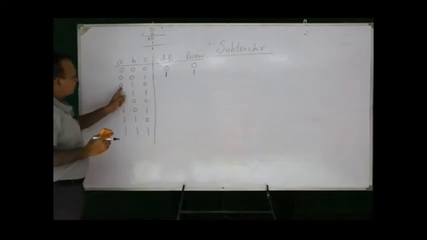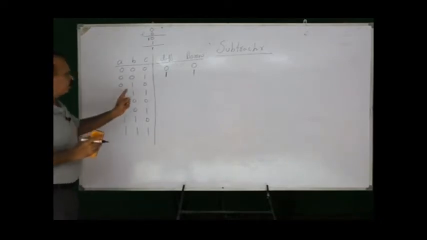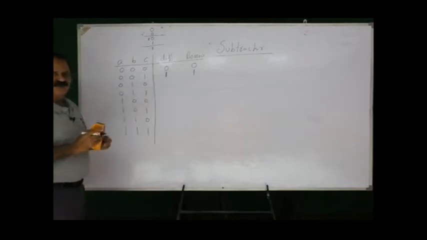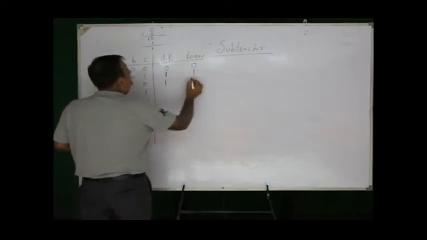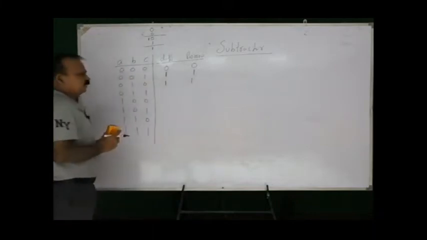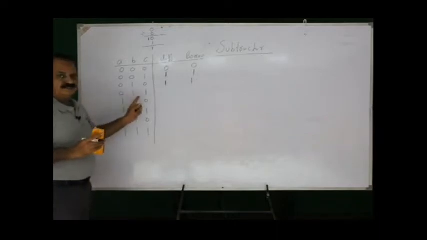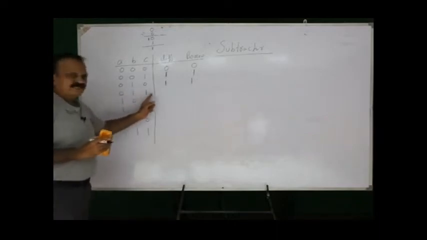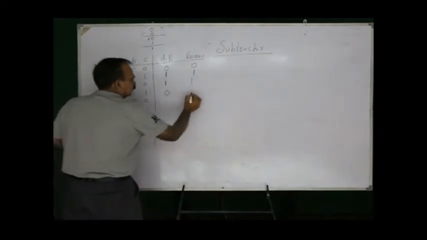The next one, 1 minus 0, the difference is 1 and the borrow is 1, and then 1 minus 0, again I hope the difference is 1 and the borrow is 1. Now 0 minus 1, the difference is 1, the borrow is 1, and 1 minus 1, I hope the difference is 0 and the borrow is 1.